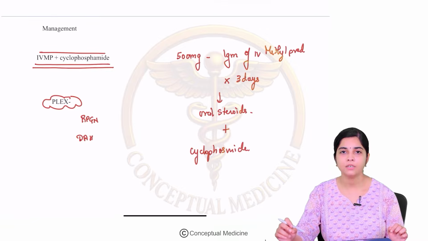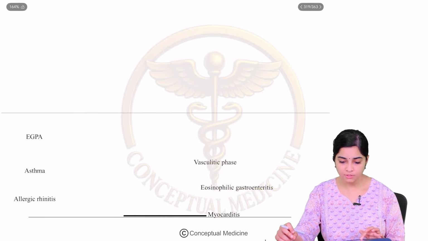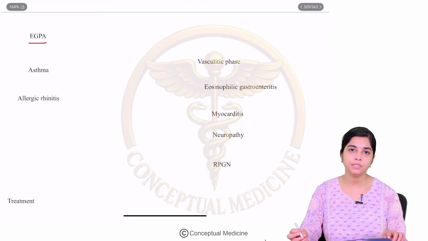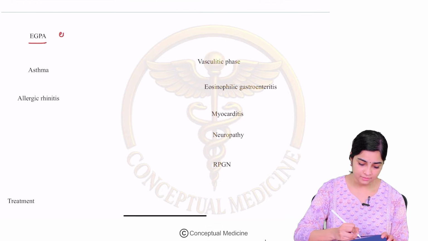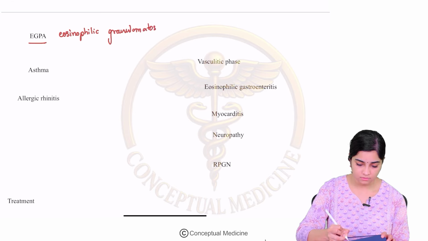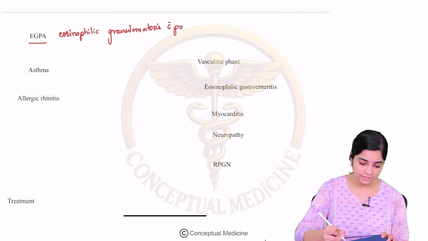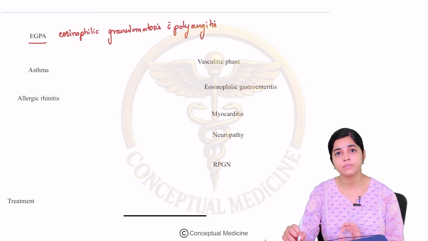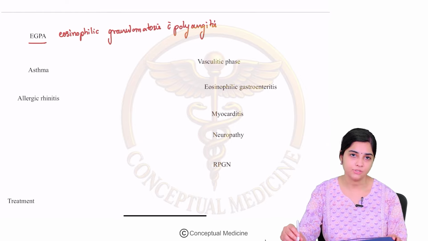Clear? Fine? Okay. Now let us move on to the next type of small vessel vasculitis, which is EGPA. EGPA stands for Eosinophilic Granulomatosis with polyangiitis.